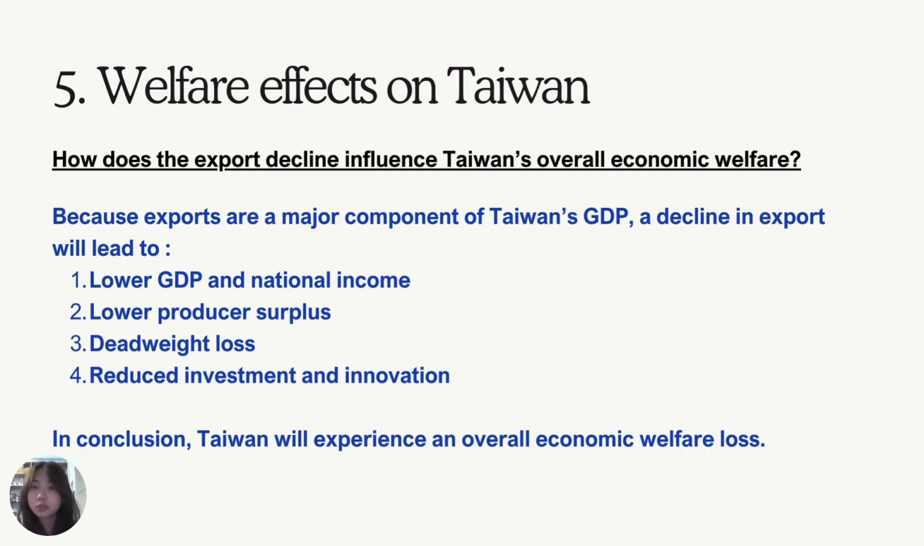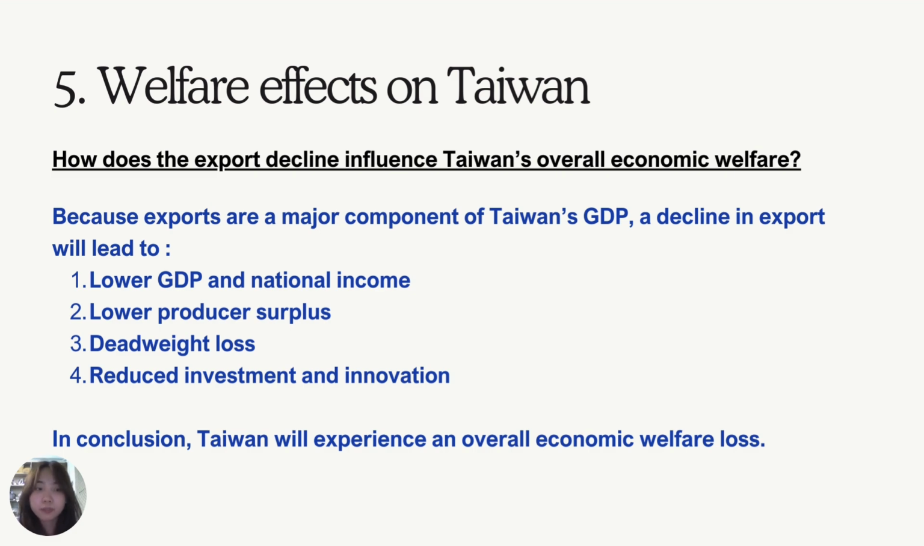Okay, how does the export decline influence Taiwan's overall economic welfare? Because exports are a major component of Taiwan's GDP, a decline in exports will lead to lower GDP and national income, lower producer surplus, deadweight loss, because the nature of tariffs destroys mutually beneficial trade between the US and Taiwan, and also reduces investment and innovation because lower profits means less money spent on research and development, and then slower technological advancement and weaker global competitiveness.